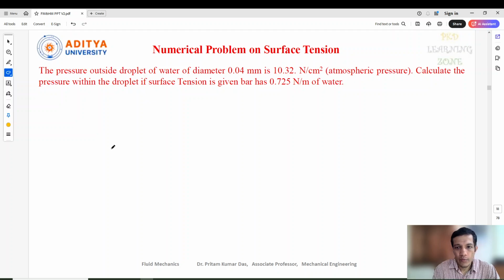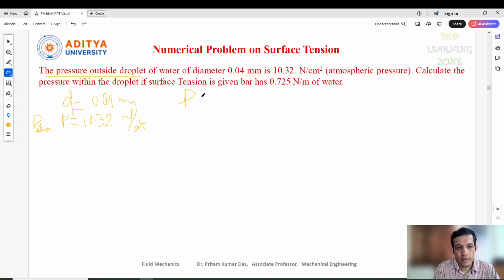So let's see one more problem that I have taken here. The question given is about a water droplet. The pressure outside the droplet of water, with a diameter of 0.04 millimeter, is given as 10.32 Newton per centimeter square. This is the atmospheric pressure, P atmospheric, and we need to calculate the pressure within the droplet.